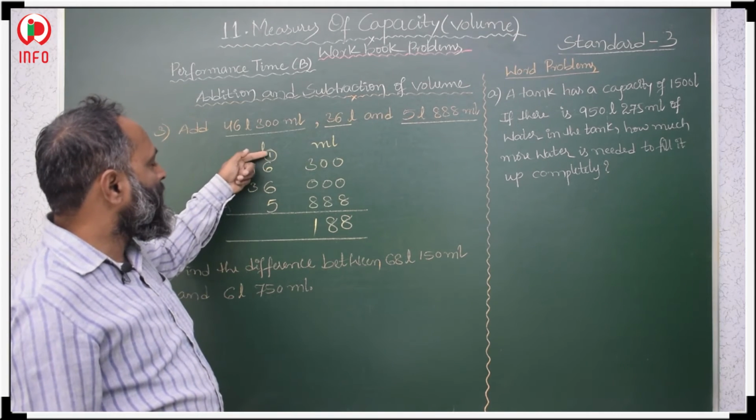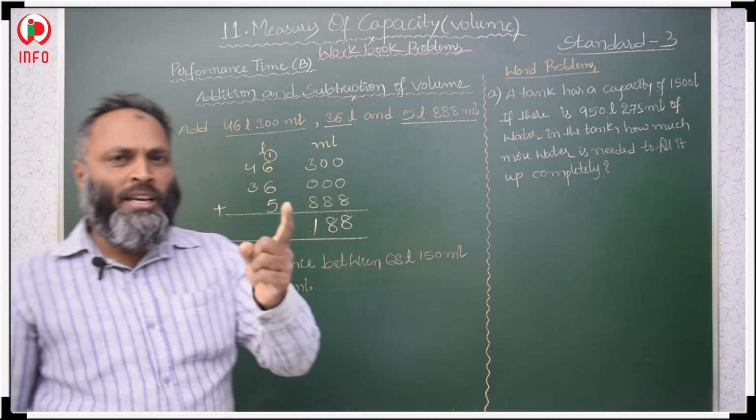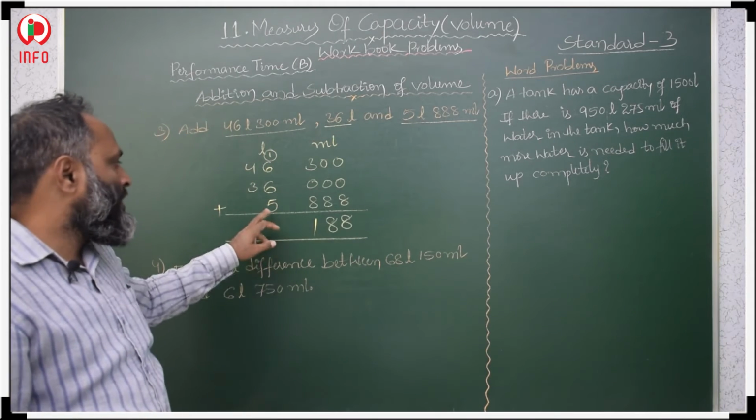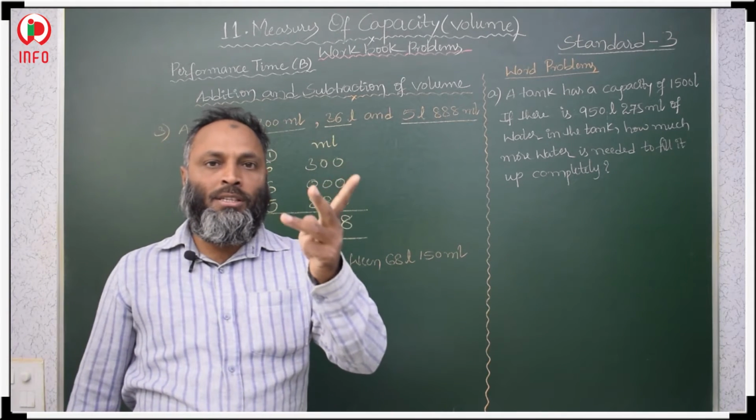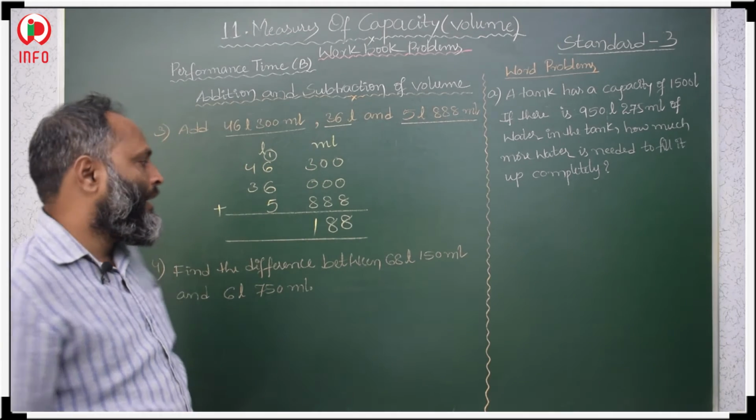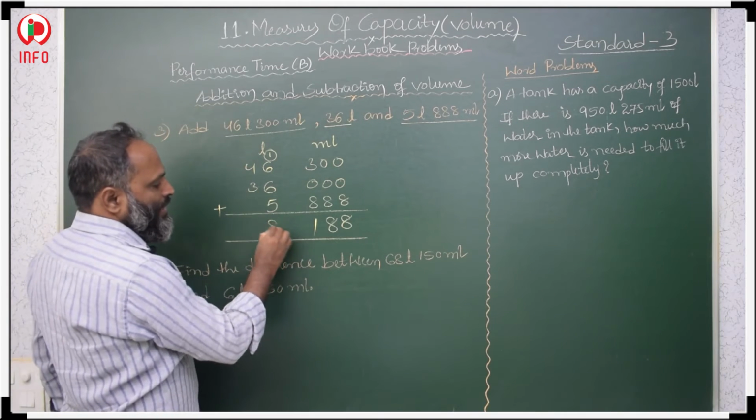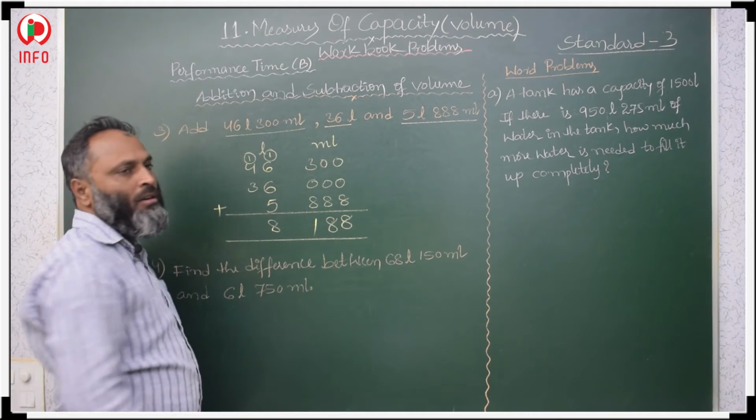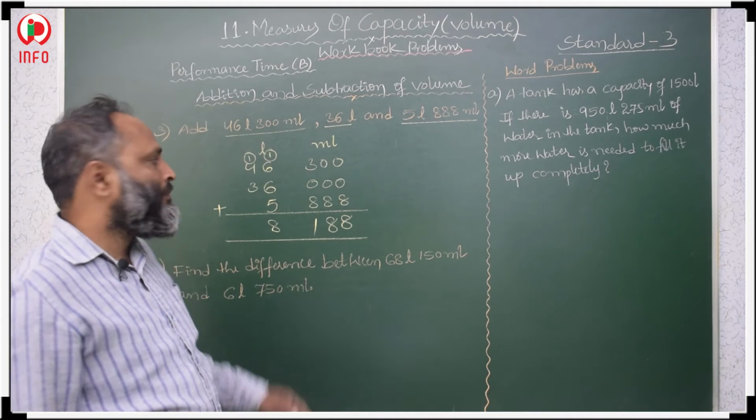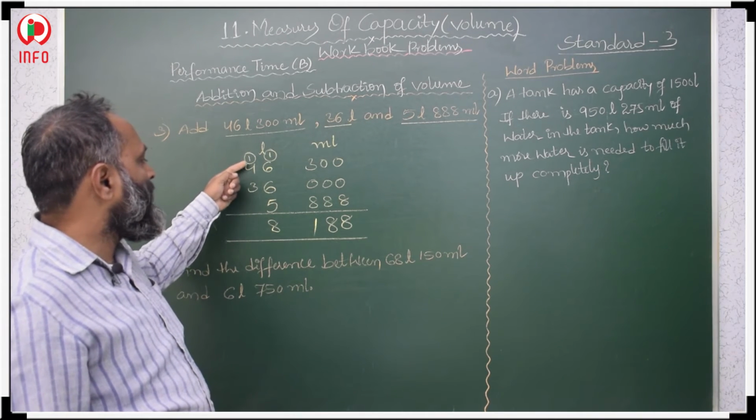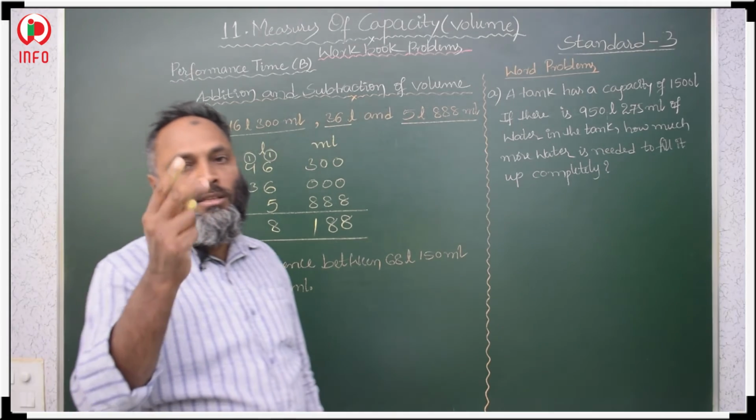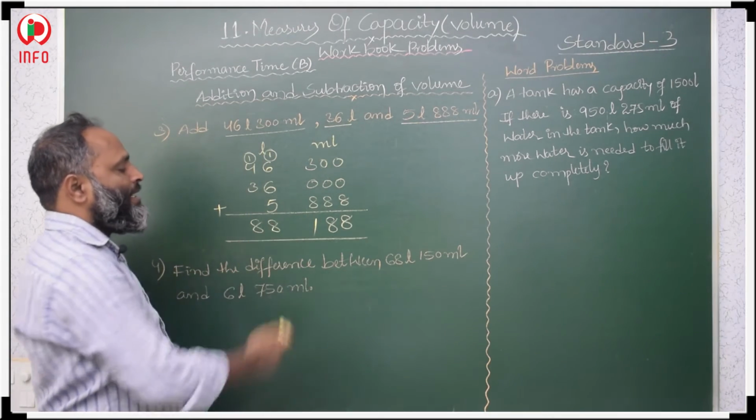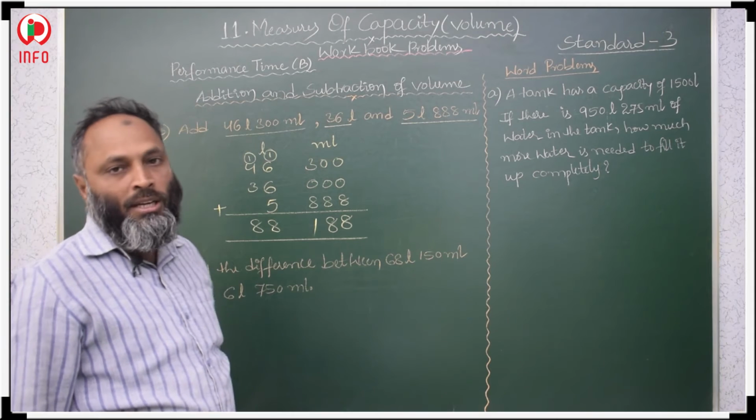Then 6 plus 1, 7; 7 plus 6, 8, 9, 10, 11, 12, 13. 13 plus 5, 14, 15, 16, 17, 18. 18 means 8 is in 1's place of a liter and 1 we have to take as carry over to the 10's place of liter. Then 4 plus 1, 5; 5 plus 3, 6, 7, 8. That is 88 liters, 188 milliliters.